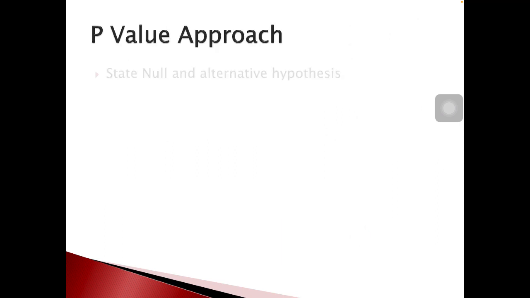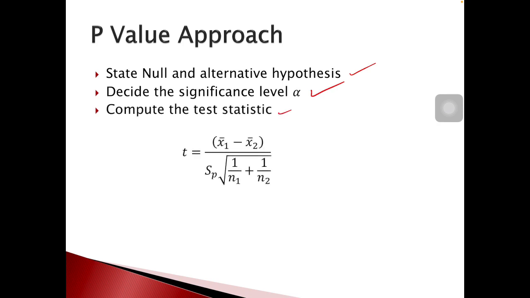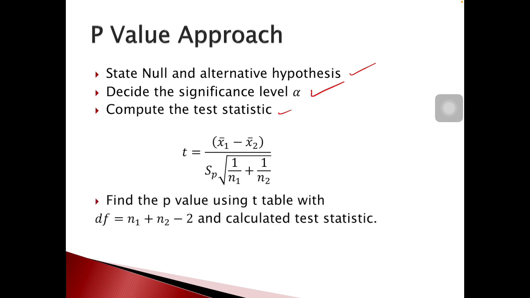Okay, next the p-value approach. For the p-value approach, the first few steps are similar to the critical value approach. State the null hypothesis and alternative hypothesis, decide the significance level alpha, compute the test statistic by using this formula, then find the p-value using the T table. We already know that degrees of freedom is this one, df equals n1 plus n2 minus 2, and calculate the test statistic.